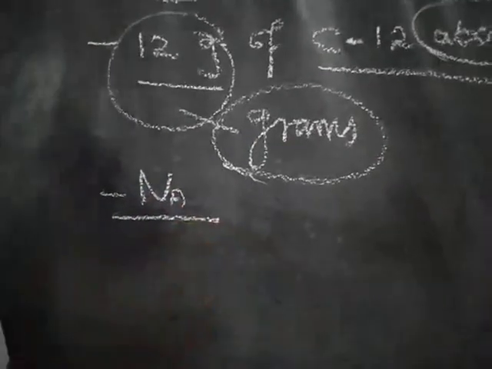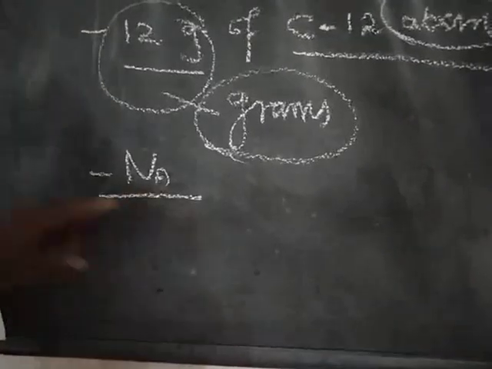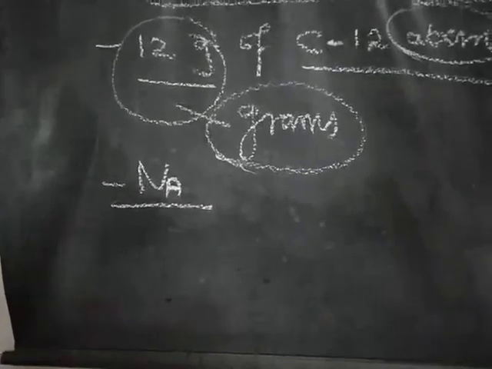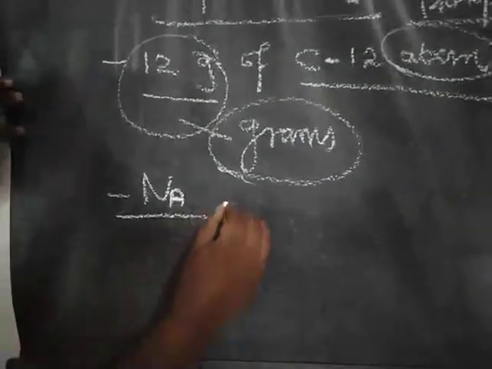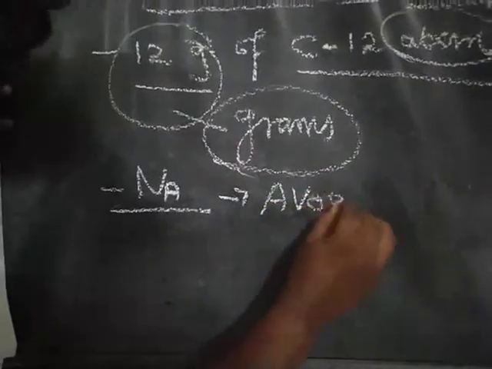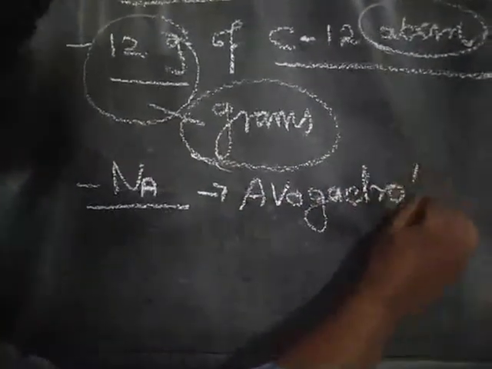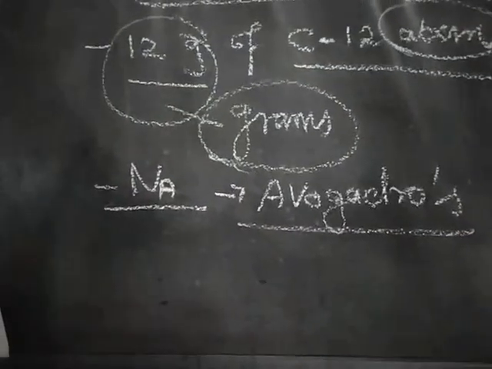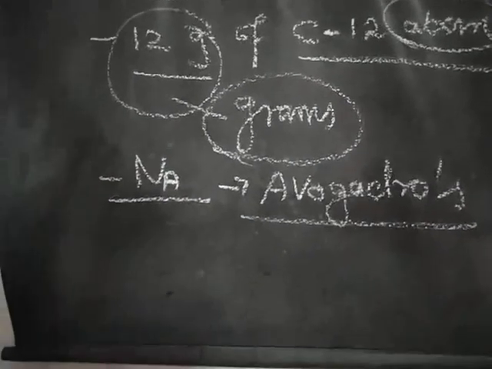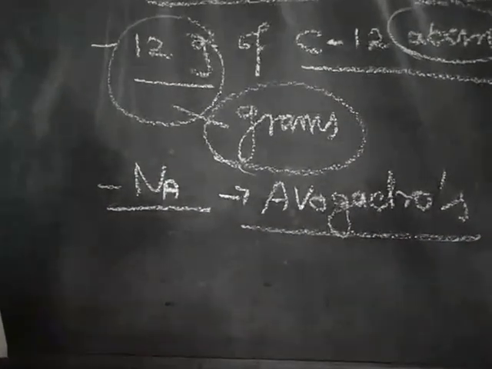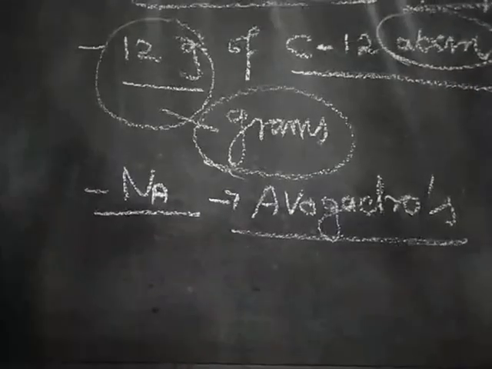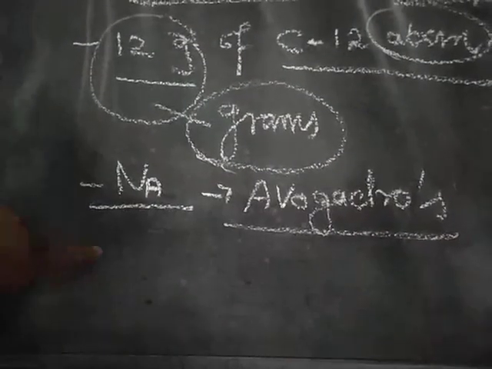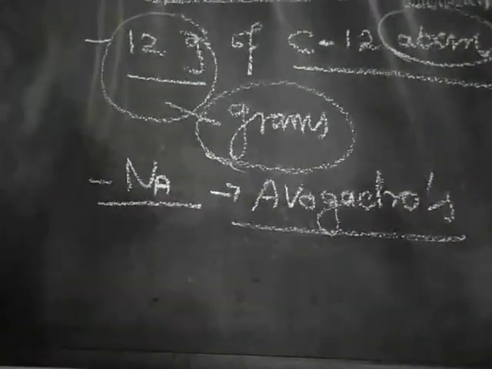Avogadro number is written with capital N and capital A. What is the spelling? A-V-O-G-A-D-R-O, Avogadro's number. The symbol of Avogadro number is N capital A. It is named after the Italian scientist Amedeo Avogadro, who proposed it. So what is meant by Avogadro's number?